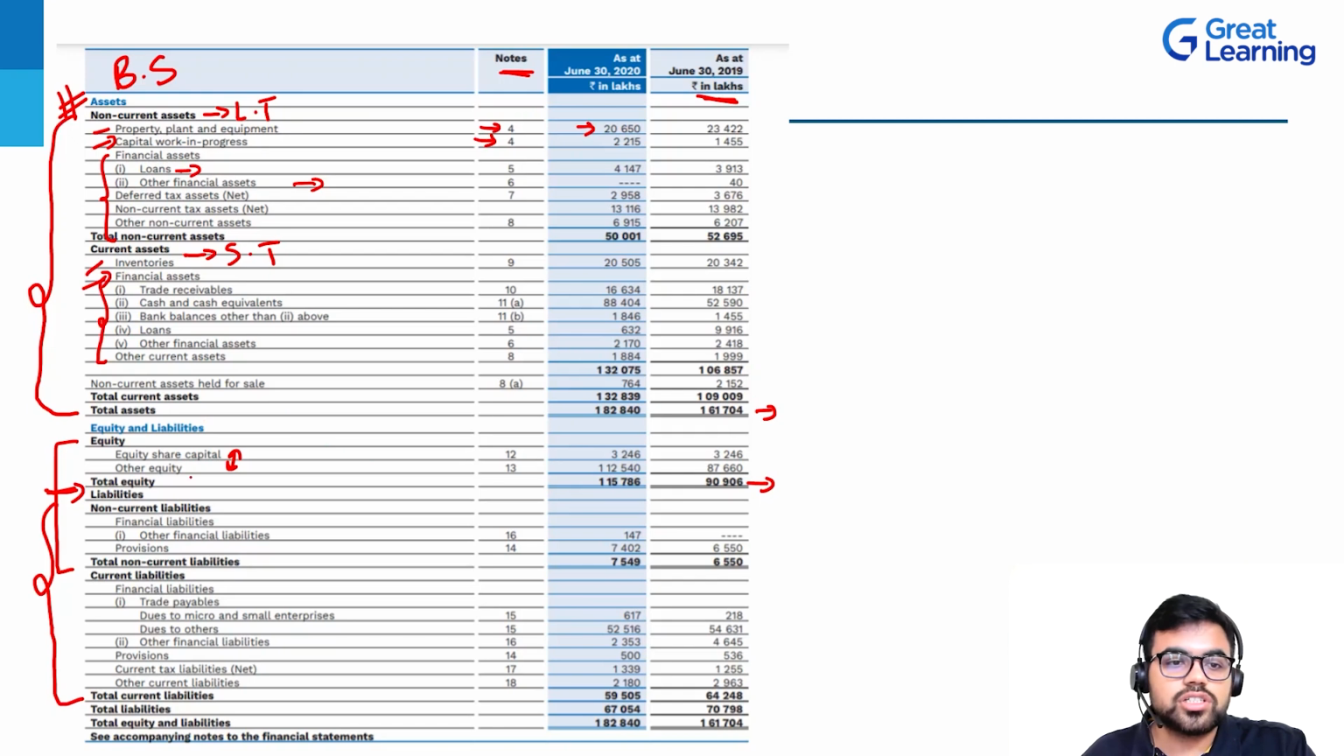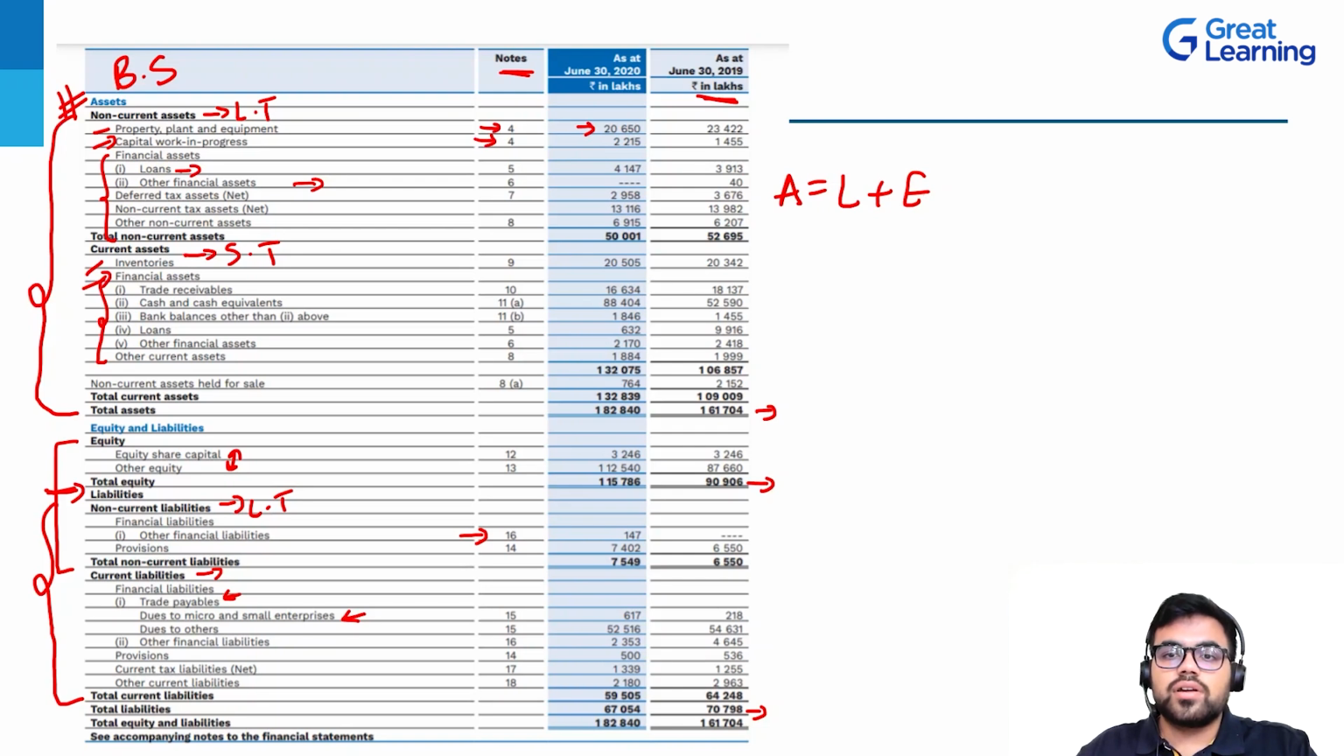Now comes the liability section. Liability has long-term liabilities that are non-current. So it would be financial liabilities and other financial liabilities, for which the total description would be given in the annual report. Other than that, they have current liabilities like short-term trade contracts, micro and small enterprise contracts, and other contracts as well that need to be paid within a year. So the total liabilities would be 70,798 lakh rupees.